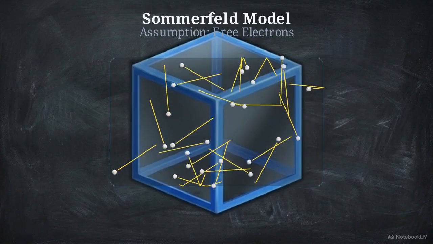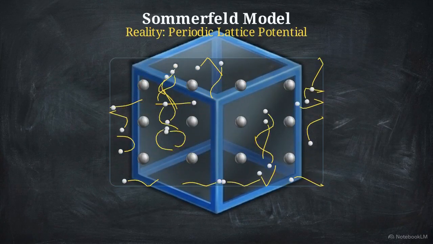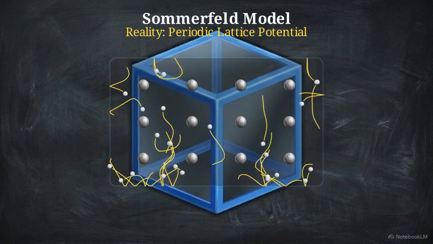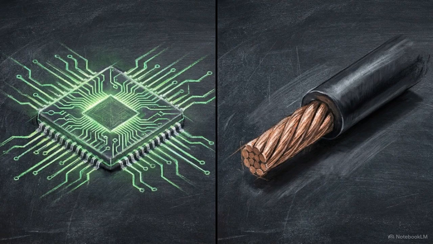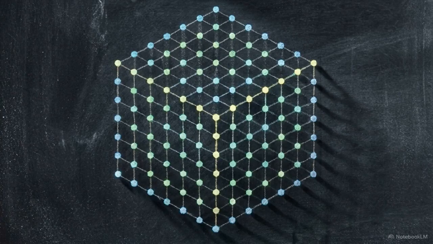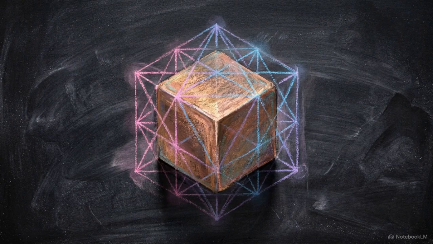The model is not a complete theory. It ignores the periodic potential of the atomic lattice, which is necessary to explain semiconductors and insulators. By treating electrons as a degenerate quantum gas, Sommerfeld did not simply correct a statistical error. He identified the high-energy quantum mechanical architecture that exists inside every metal.